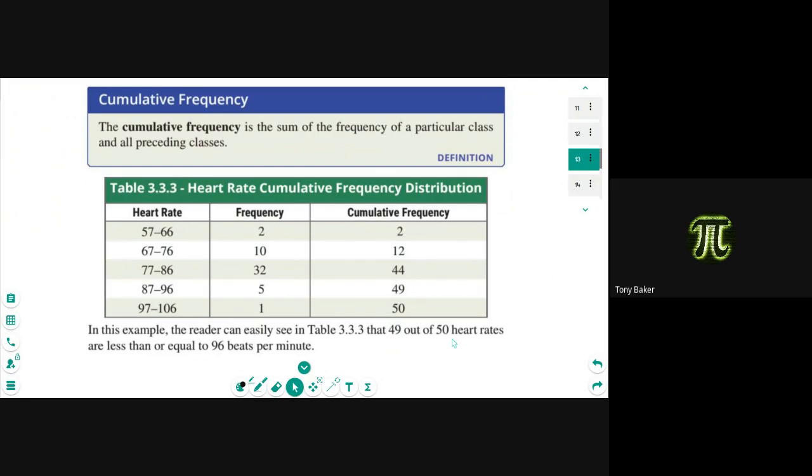had 50 heart rates. The other nice thing is it allows us to actually look and say, okay, how many heart rates were below a certain amount? Because we have that number easily available there. This one's not used as often as the relative frequency is, but like I said, it is a nice way to check your work.